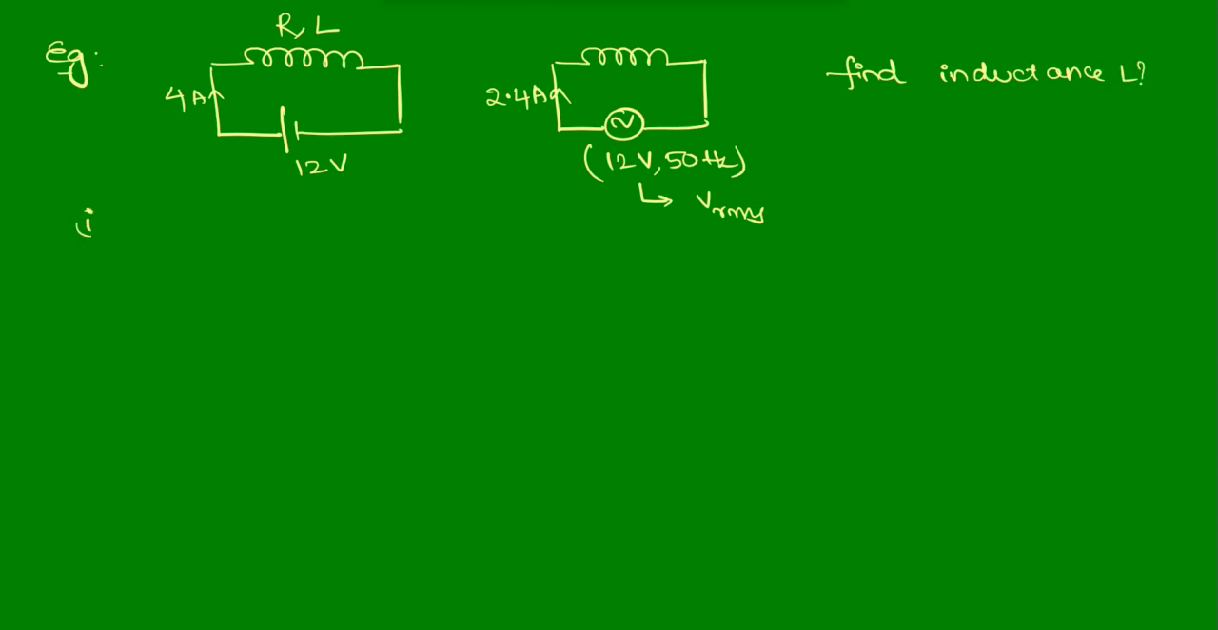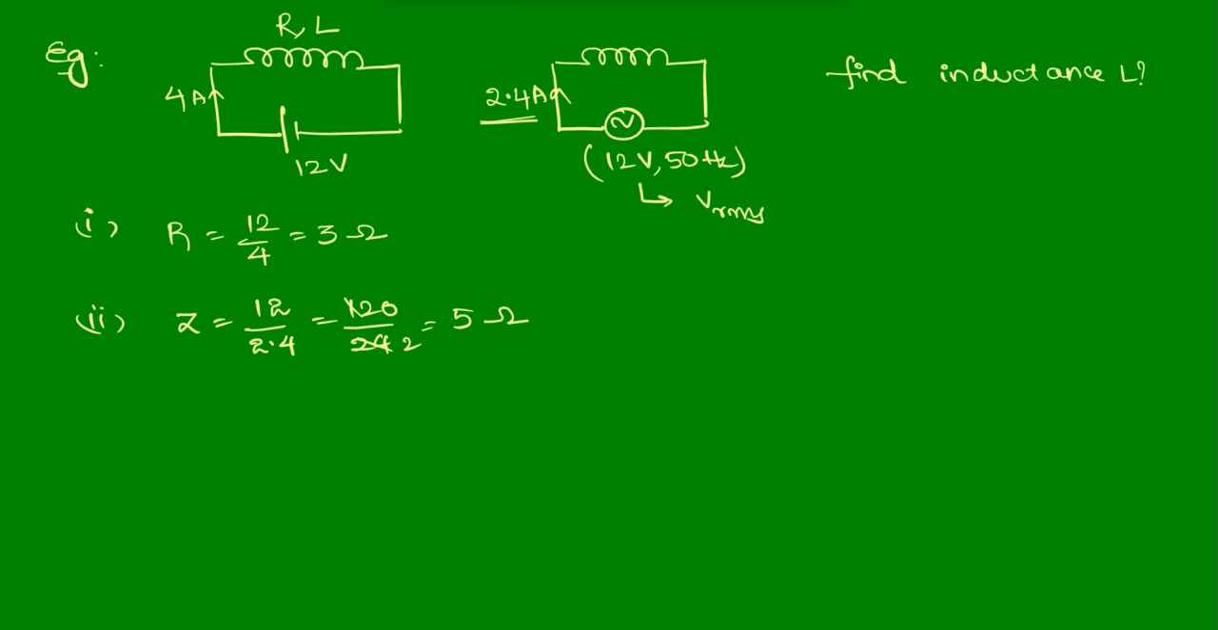So from the first case, as current is there, voltage is there, we can find resistance, that is 12 by 4. It is 3 ohm. And as we are having RMS voltage and this current will be RMS current, in the second case you can find that impedance, it will be 12 by 2.4, or else you can write 120 by 24, so that this will be 5 ohm.